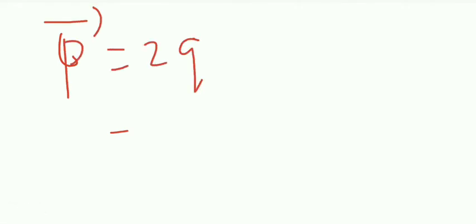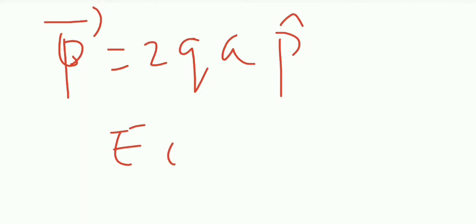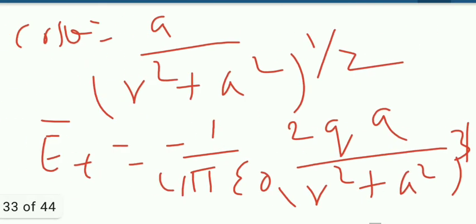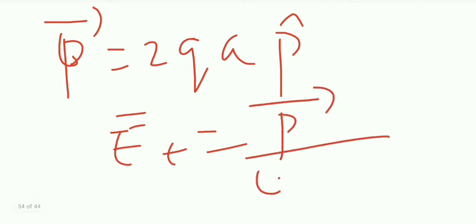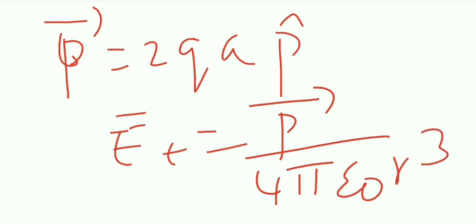Then we substitute p vector is equal to 2qa p cap. Is it right? We know this already. So instead of 2qa p cap, you substitute p vector. So E total, I missed p vector, so 2qa p vector, I put as p vector. So it is p vector divided by 4 pi epsilon naught r cube, right? Minus. We have to put minus.